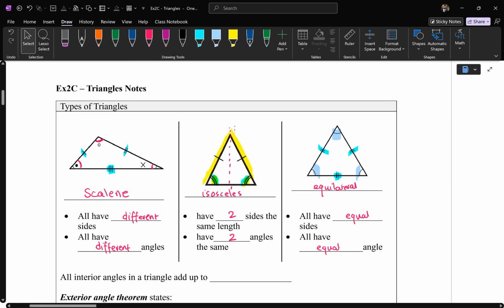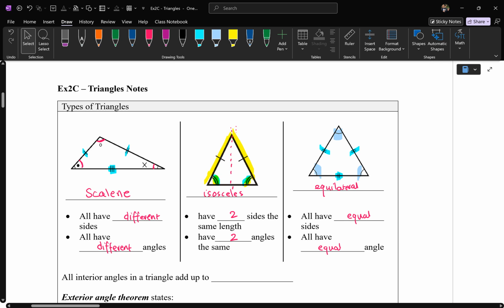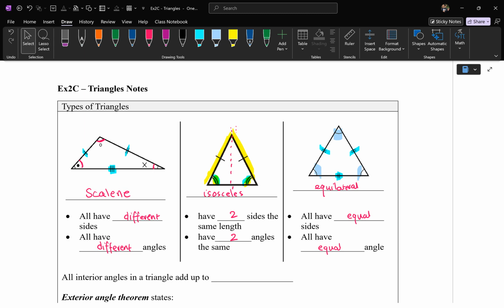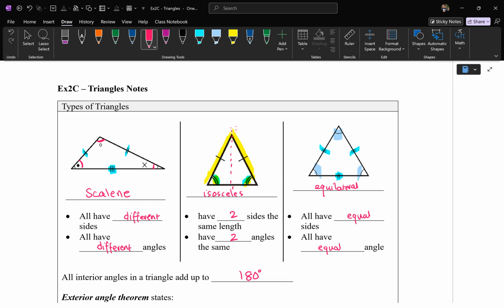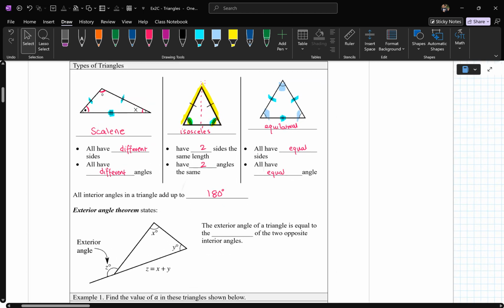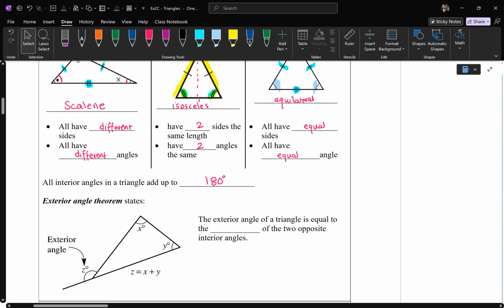Now, do we know all the interior angles in a triangle? So all the 3 corners, if you add them all together, must equal to what, Liam? 180. Can you pass that down to Liam? And there should be one for Edison as well. 180 degrees, very good. And this is a special rule. There is a proof to it, but I'm not going to show it to you today.